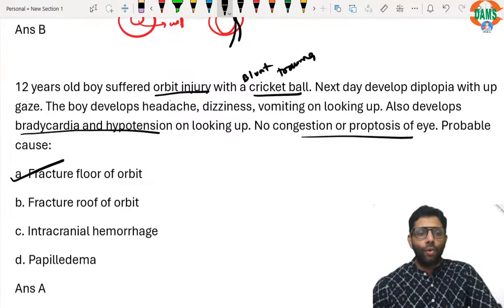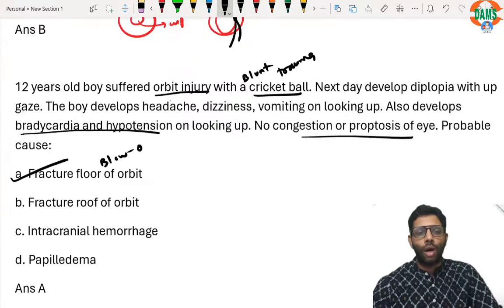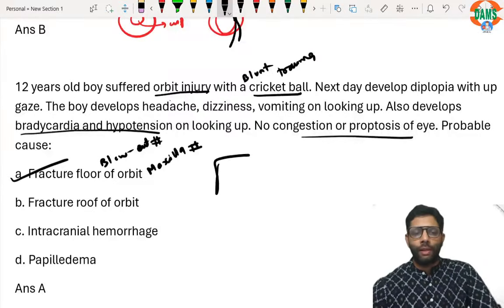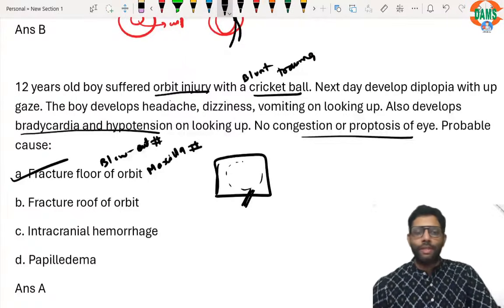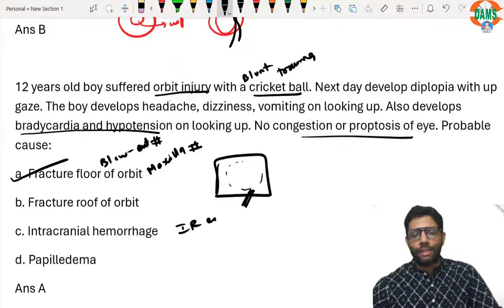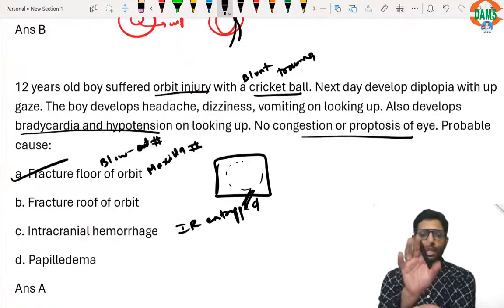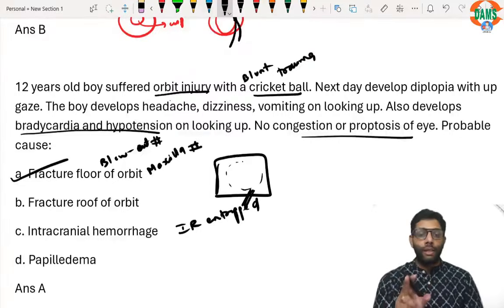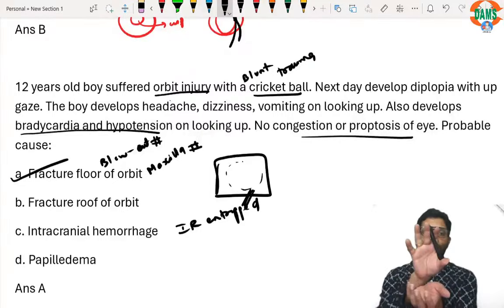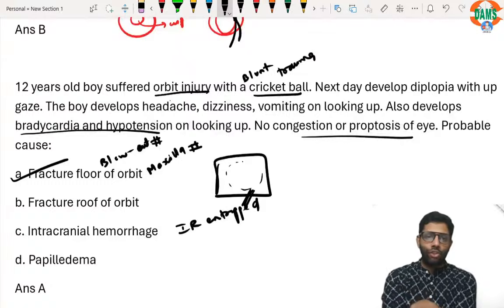Answer is floor fracture, which is known as blowout fracture. That is a maxilla bone fracture, because that is the weakest point of the orbit. And the orbit contents are dropping down like a teardrop sign. Which muscle is entrapped? Mostly inferior rectus is entrapped. Entrapped means it is a restrictive squint. That's why patient has more problem looking up. Now in IR palsy, patient will have diplopia maximum looking down, in the direction of the paralyzed muscle.